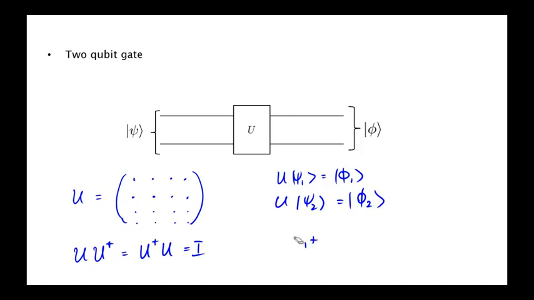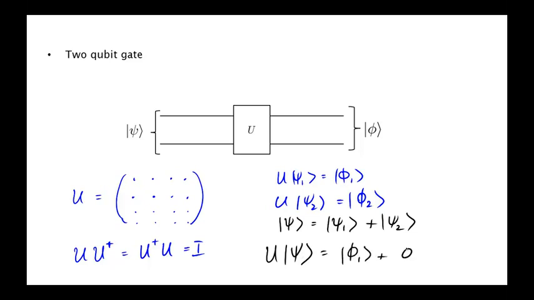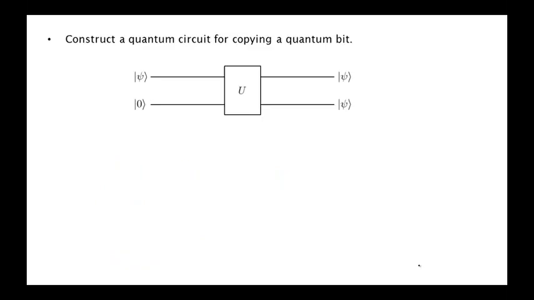Okay, so let's write it like this. Suppose psi equals psi 1 plus psi 2. If the state psi is a sum of two, psi 1 and psi 2, then when you apply U to psi, you get phi 1 plus phi 2, added as vectors. So that's just linearity. So now let's try to understand what it would mean to copy or clone a quantum bit.